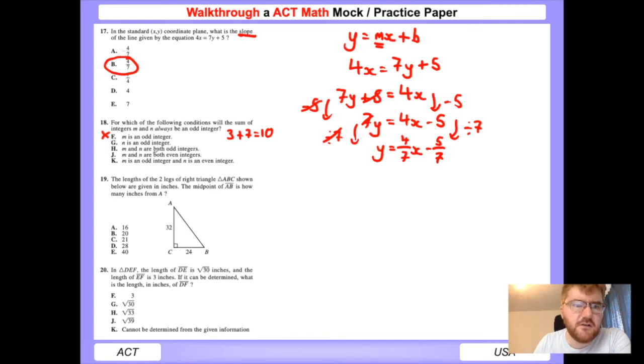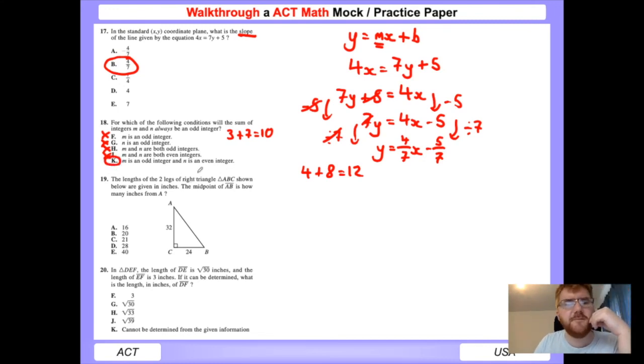N is an odd integer, can't be true for the same reason, we just flip it across. M and n are both odd integers, well, we just did an example of that, so that can't be true. M and n are both even integers, so say we did 4 and 8, that's equal to 12, which is also even, so that can't be true.